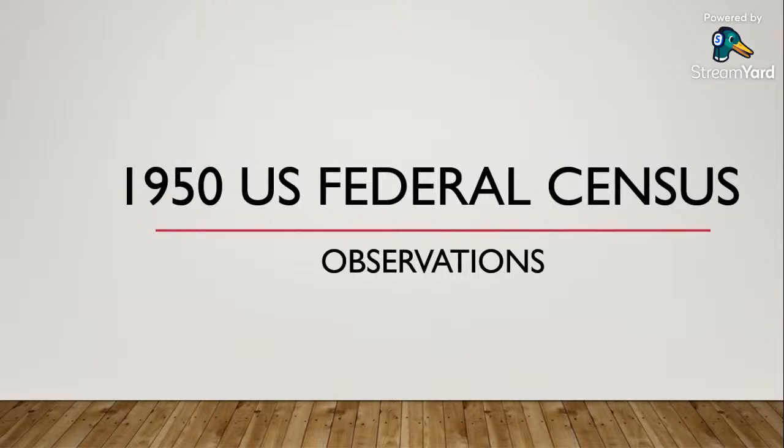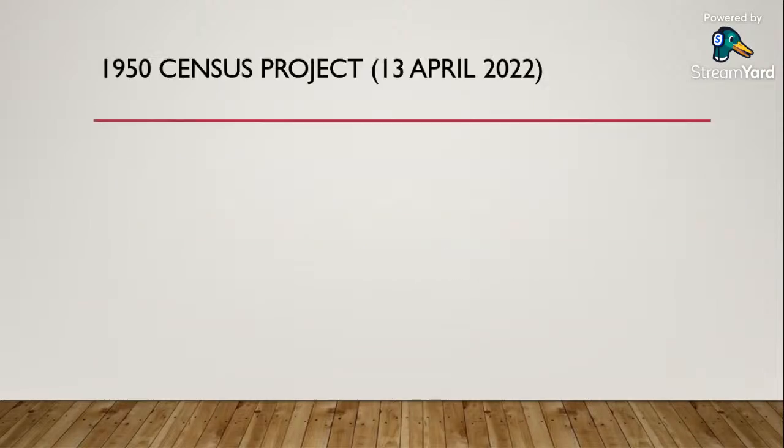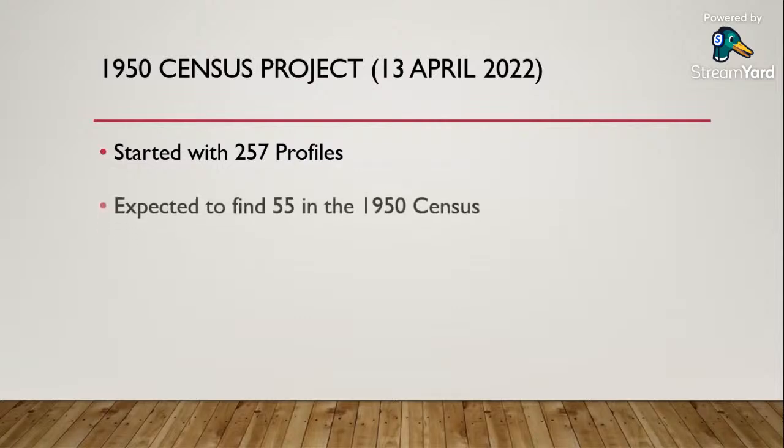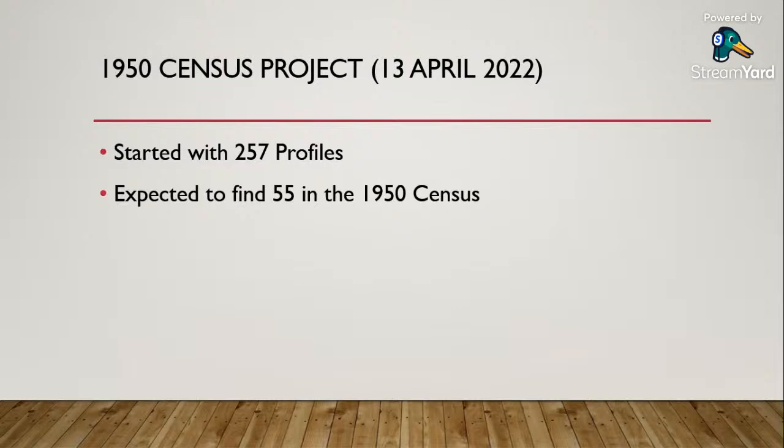Okay, so that's what I have done. Now here's an update. Now this was 2 days ago, but that's okay. I didn't have any time to work on it yesterday. So here is where I started. The last time, the April 4th update, I had added some people already, but I went back to the beginning and I started with 257 profiles. At that time, I expected to find 55 people in the 1950 census.